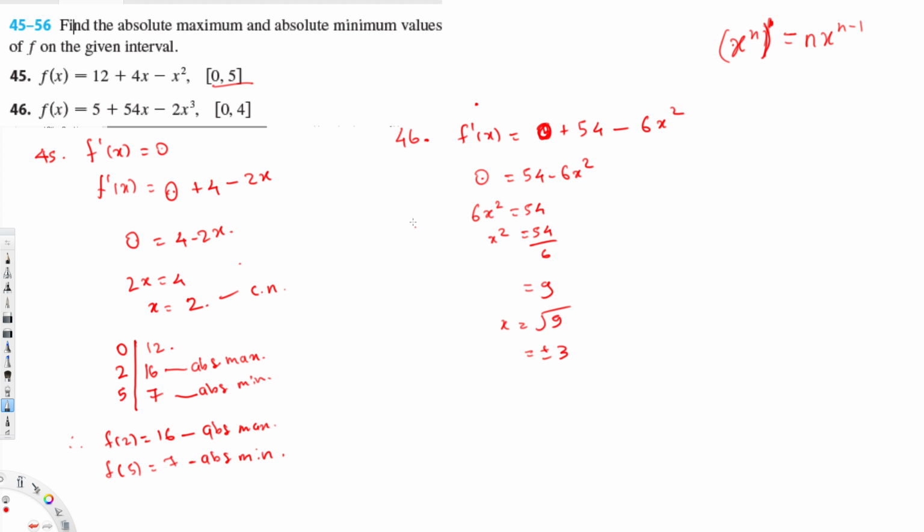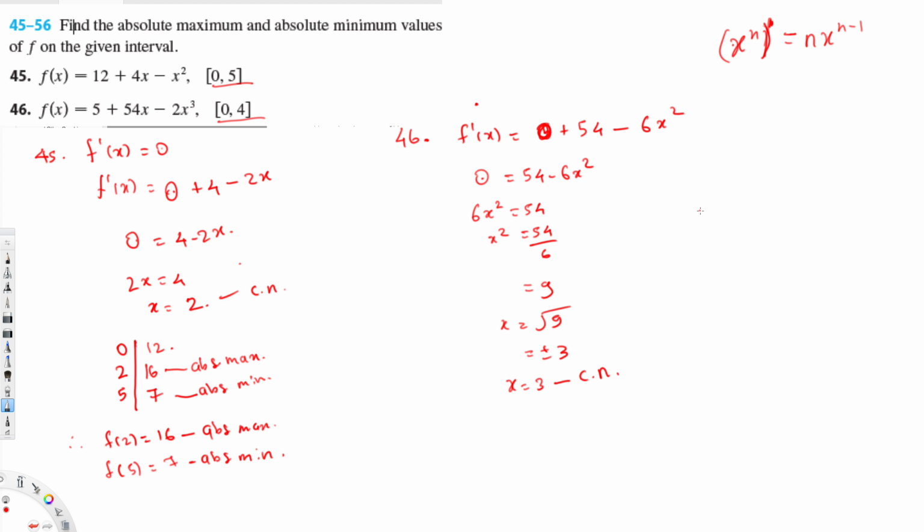But in this case we have to check the endpoints. If you see the endpoints, they have stated 0 to 4. Therefore we have the numbers plus 3 and minus 3, but minus 3 is not in the domain. Therefore we should eliminate minus 3. Therefore the critical number is x equal to 3. Since we have found the critical number, now we can check all the f of x values at the critical number and the endpoints.